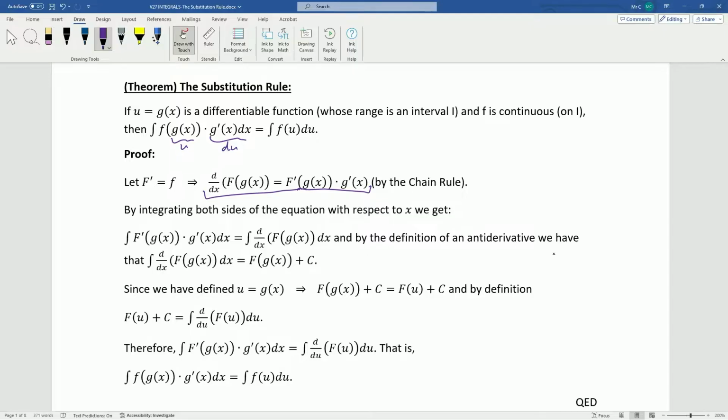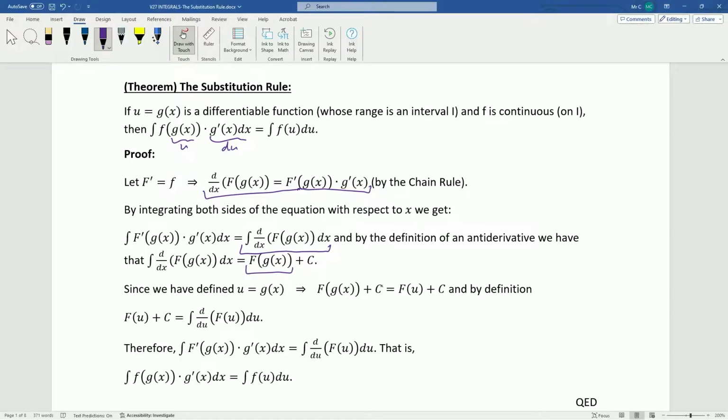So the definition of an antiderivative says that when you integrate a derivative, you get back the function, right? When you integrate a derivative, you get back the function. So in other words, we get that the integral of the derivative of cap F of g of x with respect to x is cap F of g of x plus c. Now, since we have defined u to be equal to g of x, that means cap F of g of x plus c is the same thing as cap F of u plus c.